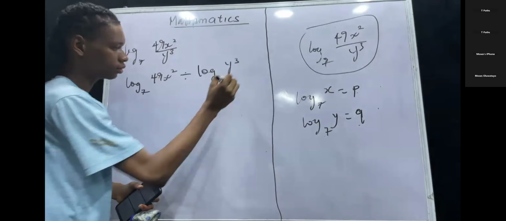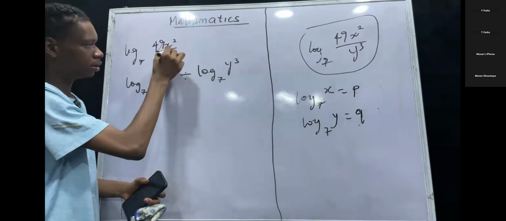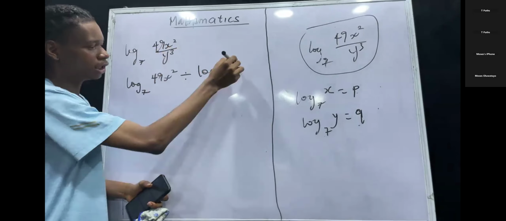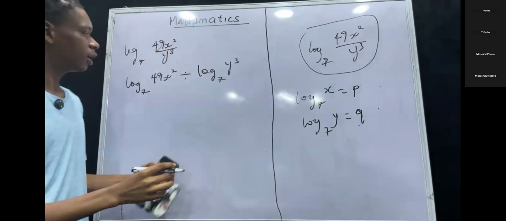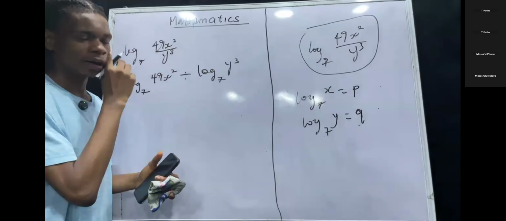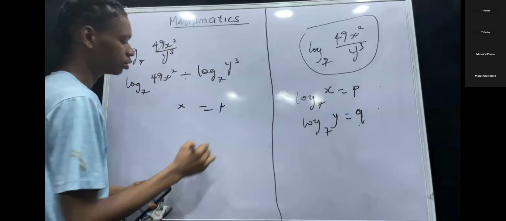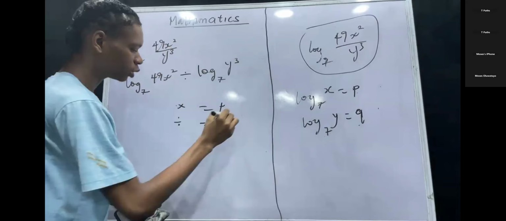But now, you remember in indices, there is something we do when we have the division rule: when you have multiplication, it changes to addition, and when you have division, it changes to subtraction. But now, logarithm is the inverse of indices. So in logarithm, when we have divide, it becomes minus. When we have multiplication, it becomes plus. Now, you can see here that we have a division sign. This division sign is not going to be written as division. It's going to be written as minus.